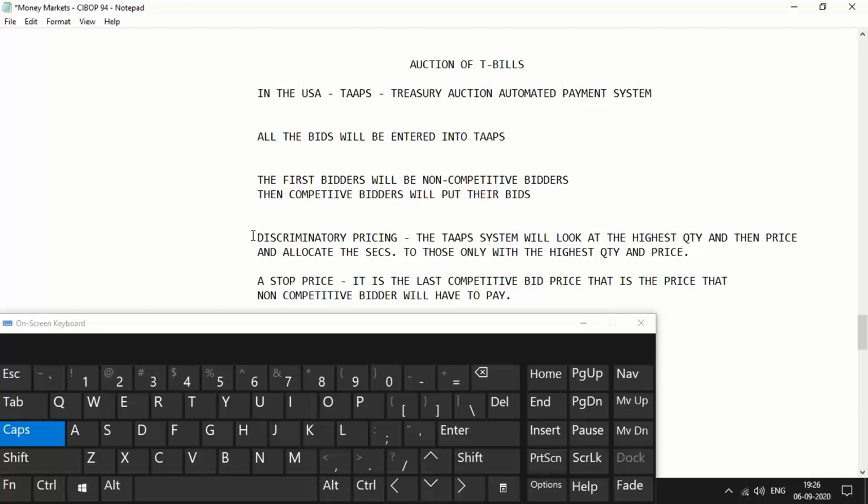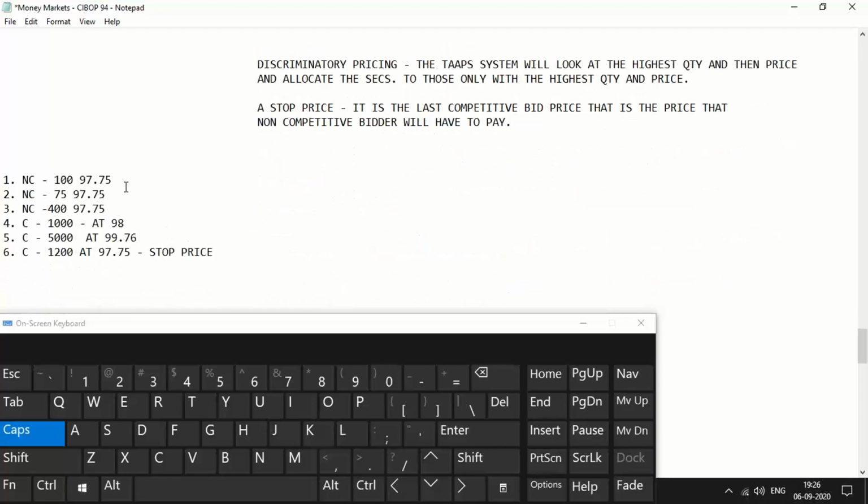Now, how do we figure out what price the non-competitive bidders will pay? We have to look at the stop price. The stop price is the last competitive bid price. Let's say in the TAPS system there are 6 bids, and the last competitive bid price is your stop price. In this case, the price is 97.75, and that's what all the non-competitive bidders will have to pay. Is this idea clear with everyone?